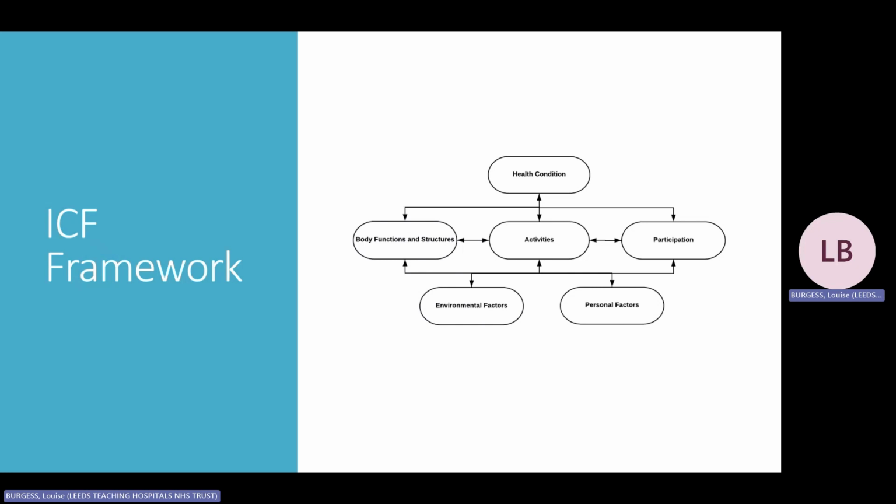So body functions and structures is kind of obvious in terms of: is there high tone, is there low tone, are there sensory deficits, are there visual deficits, is there ataxia, lots of things at a structural point. Do they have a pre-existing shoulder injury? Are they waiting for a knee replacement and therefore haven't got full extension for years? Things like that are individual to every single patient.